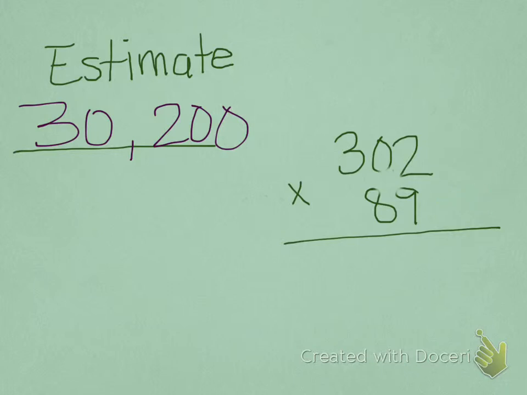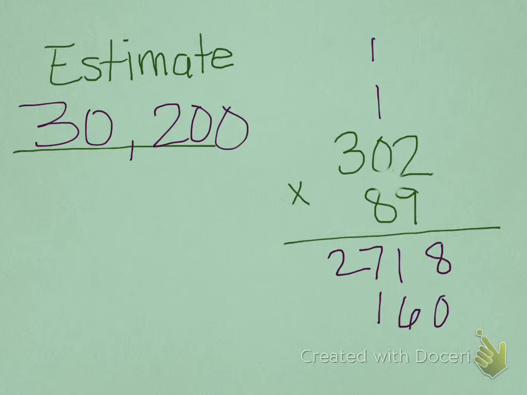So I start with my 1s: 9 times 2 is 18, carry the 1, 9 times 0 is 0 plus 1, 9 times 3 is 27. Before I move to my 10s, I have to put in my 0. 8 times 2 is 16, carry the 1, 8 times 0 is 0 plus 1, 8 times 3 is 24. Now we add them together.